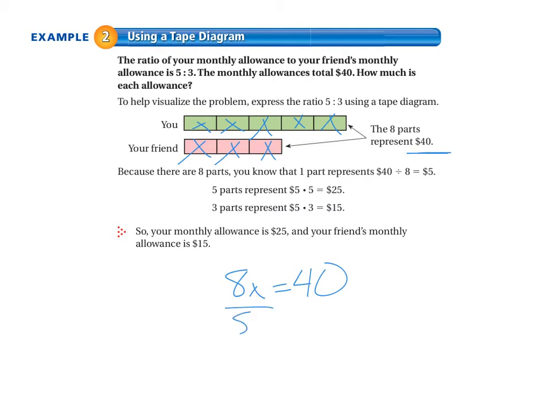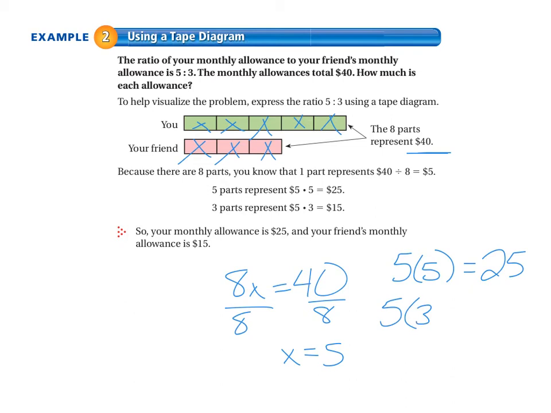Well, if I divide 40 by 8, I get 5. So I get x equals 5. So when it asks how much allowance do I get, well, I have 5 x's. So for me, I have to take 5 times 5 to figure out how much money I get, which is 25. For my friend, I have to take 5 times 3 because he only has 3 of the pieces, so his allowance is only $15. But that's how we figure those out. Again, replay the video if you don't keep up with that, but it's very simple. You just assign a variable to each piece of tape and then solve it like you would a one-step problem.